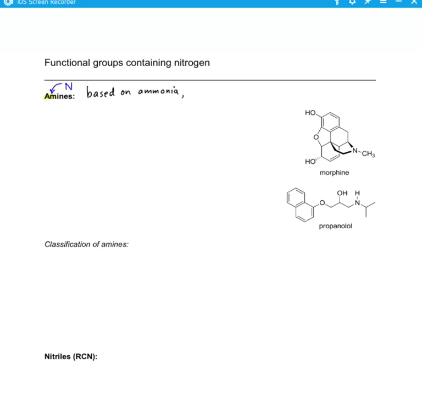So ammonia is NH3. The nitrogen has 3 bonds and 1 lone pair when it's neutral. So when I say that the structures of amines, which are organic compounds, are based on ammonia, that means that if instead of one or more of the hydrogens in ammonia, you have a carbon group, you now have an amine. So for example, CH3NH2. Instead of one of the hydrogens from ammonia, we have a methyl group. We would call this methylamine.